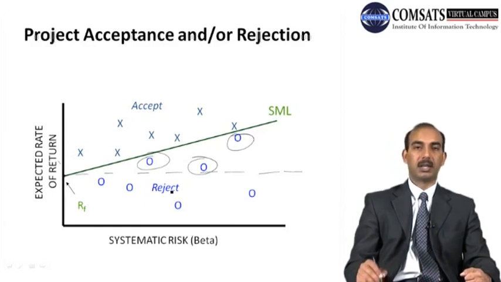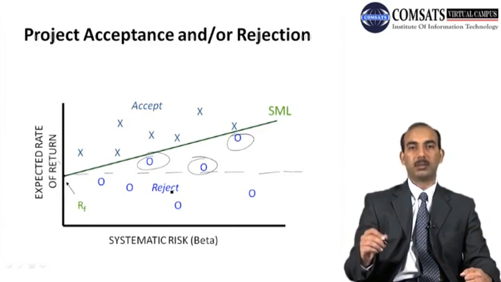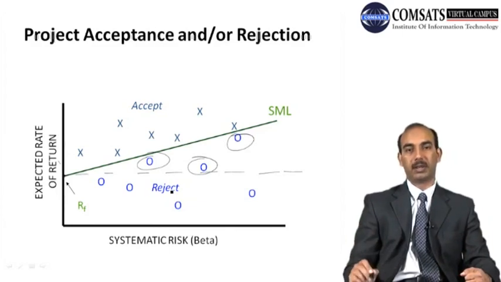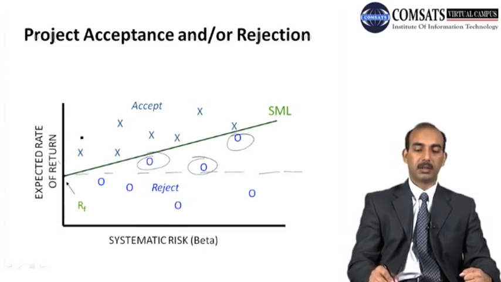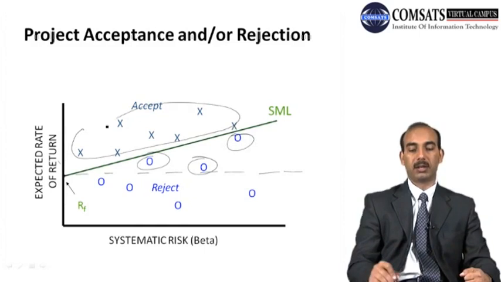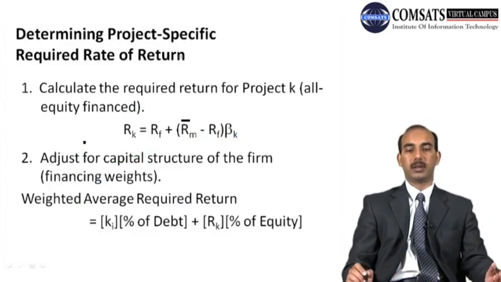And the projects which lie above the security market line can earn returns more than the market portfolio for that particular project. So in that case you can accept all the projects which lie above the security market line. And now how do we determine the project specific required rate of return?